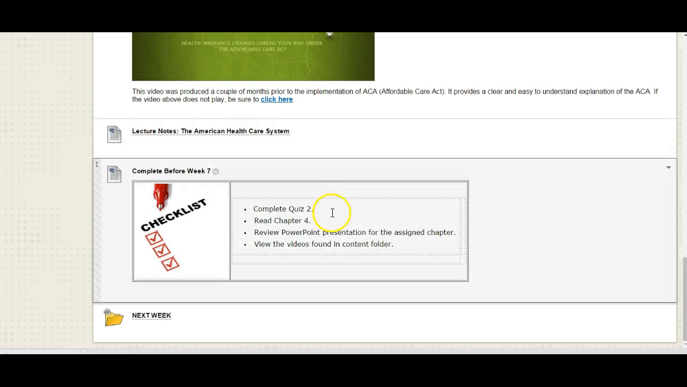Last but not least is our weekly checklist. Make sure everything is completed before going on to the following week.